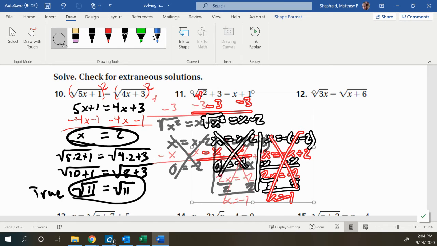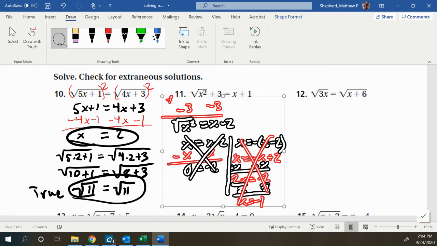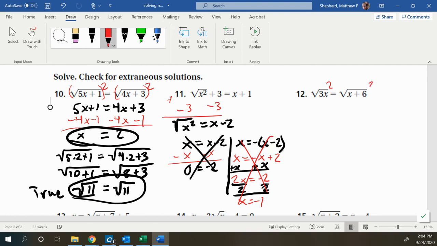All right, I'm just going to move that over to the side again. In this one, we'll square both sides. 3x is equal to x plus 6. Get your variable on only one side by adding or subtracting it. Divide by the coefficient.